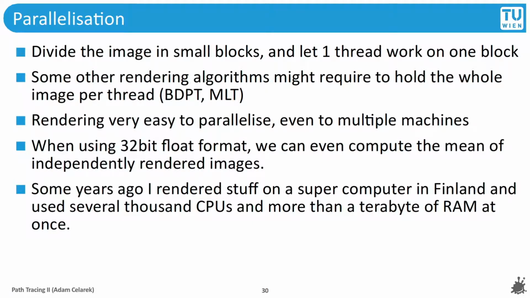Rendering is very easy to parallelize, even to multiple machines. This works by computing multiple images with different random seeds. They can be added up after finishing rendering using 32-bit floating point image formats. That way, I occupied several thousand CPUs and more than a terabyte of RAM during my master thesis at Aalto, Finland. Some bottlenecks start to appear once your scenes become very large, for instance in large film productions. Sometimes the scenes don't even fit into RAM anymore, and special architectures need to be employed.